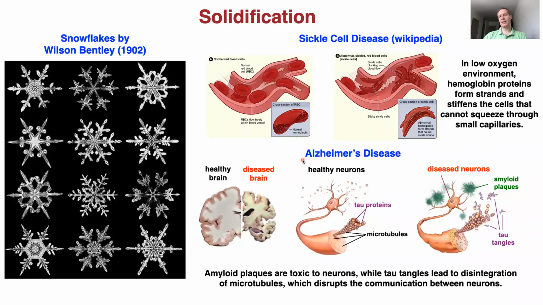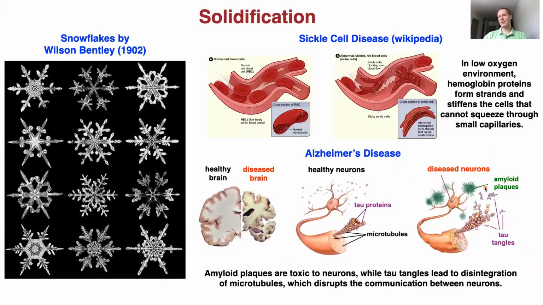Another example where these solidified aggregates are causing problems is in neurodegenerative diseases, for example, Alzheimer's disease, right? In Alzheimer's disease, what's happening is that you're getting solidified plaques of amyloid fibrils. And these solidified plaques are toxic for the neurons. As a result, the neurons will start dying, and you'll have fewer neurons.